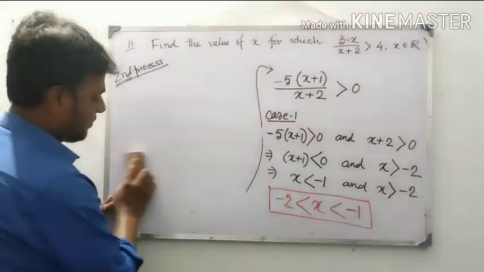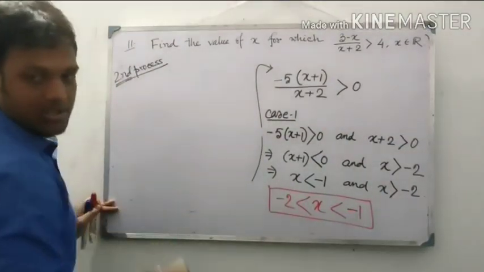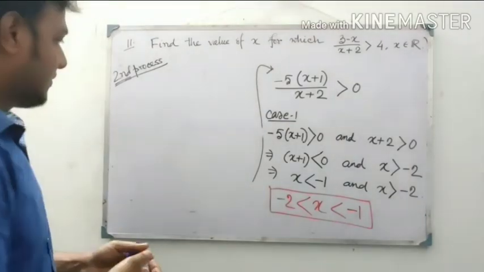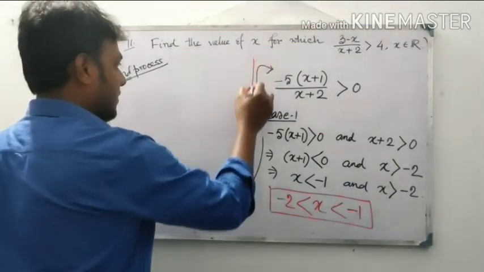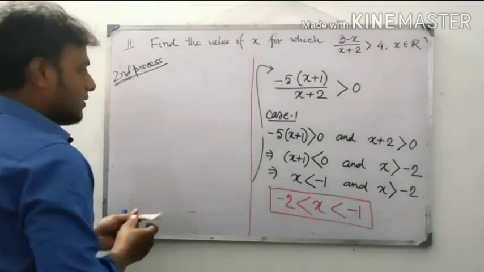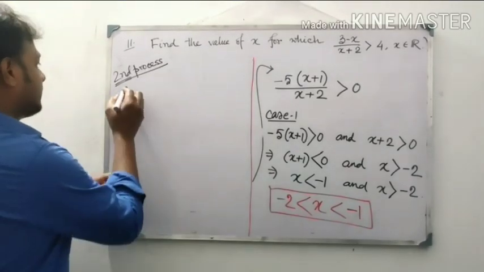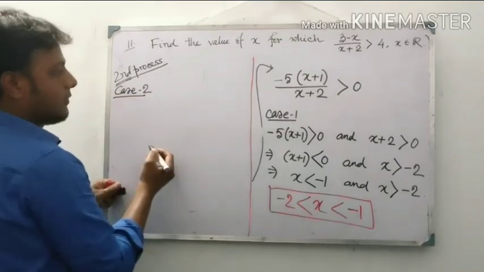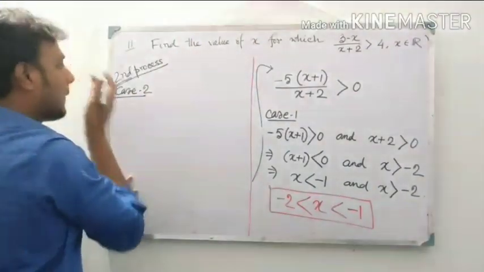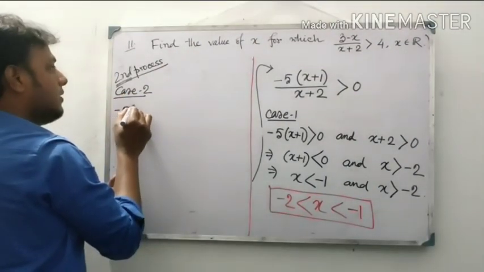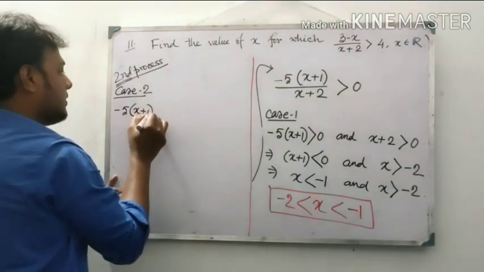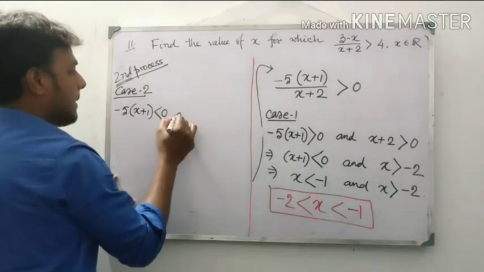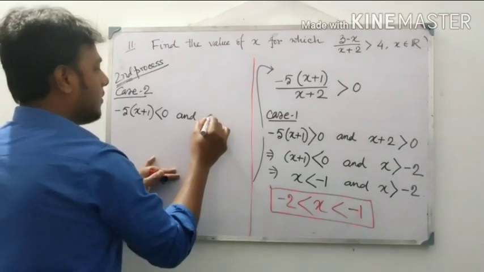The board size is very small. What will I do? I am considering case 2 on this side. So case 2, what? Case 2 is minus 5 into x plus 1 is negative and the denominator also negative.